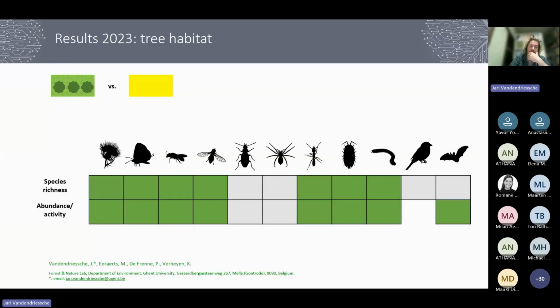So, what did we learn? For the Flemish set, we monitored overall quite positive results. For most groups, we got positive responses for both species richness and abundance. For a few groups, we found no effect, so also not a negative effect, but just the same: cropland holds the same species richness and abundance as the tree row itself.